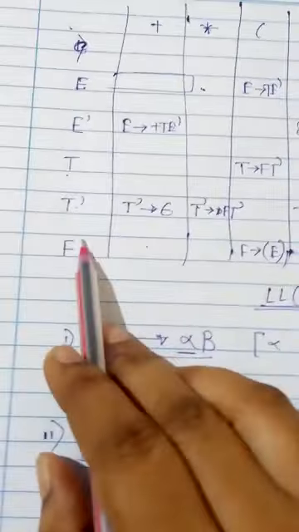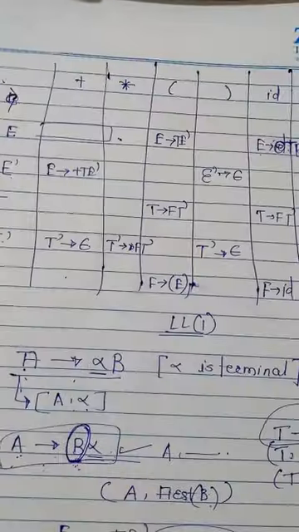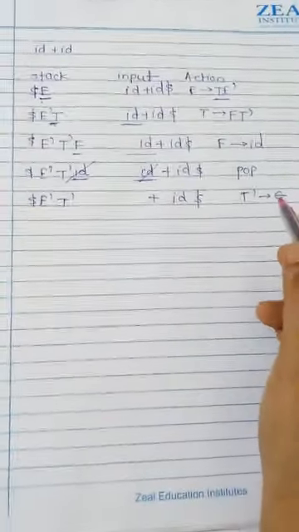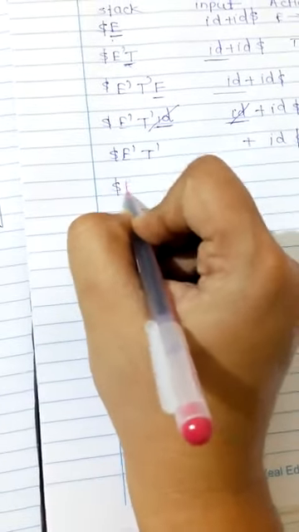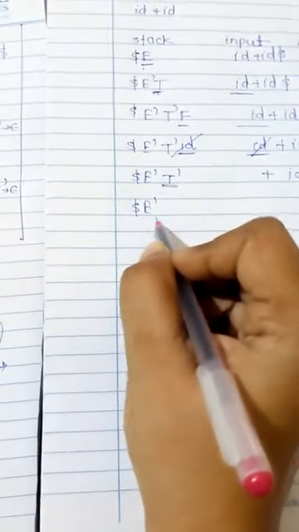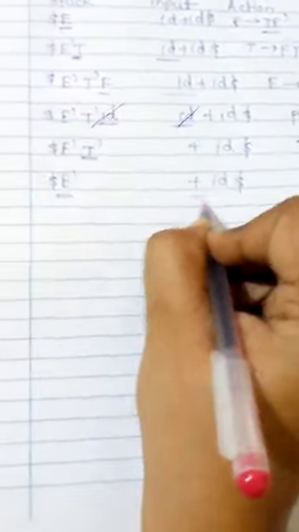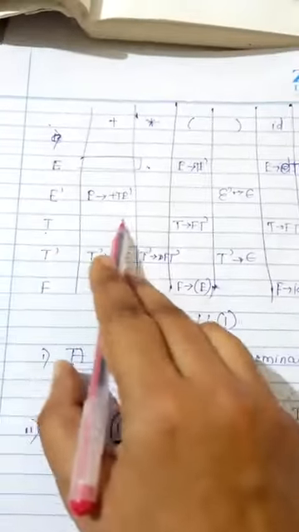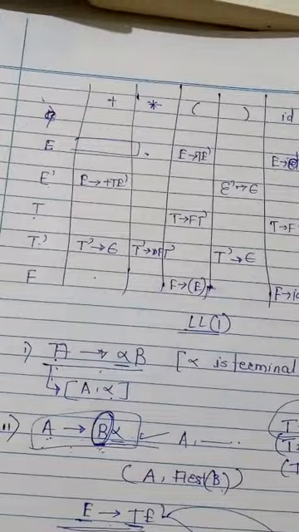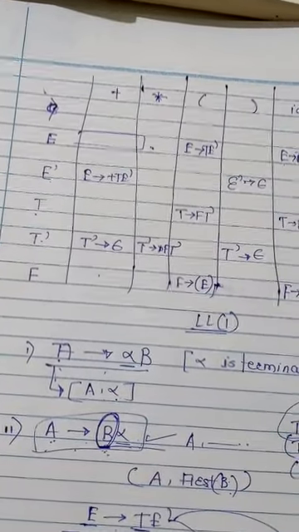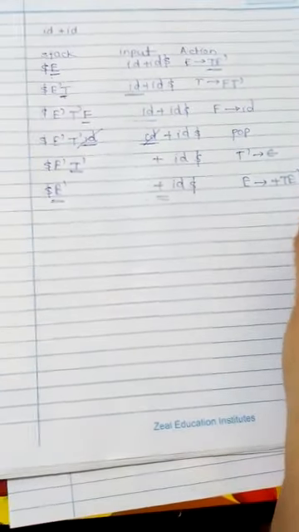Now T dash on plus you have to check. T dash on plus, what do you get? T dash gives you epsilon. So write it, T dash gives you epsilon. Epsilon means null, so we will replace this T dash with epsilon. What is remaining? E dash. Now the input is plus id dollar. Now check E dash on plus. E dash on plus, what are you getting? E dash gives you plus T E dash. So I have written it.